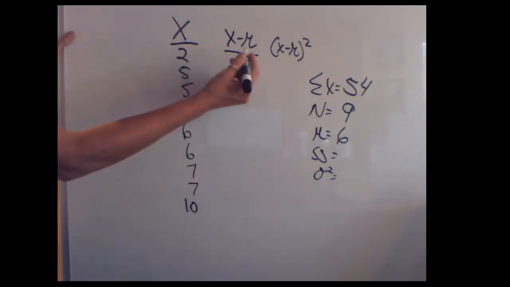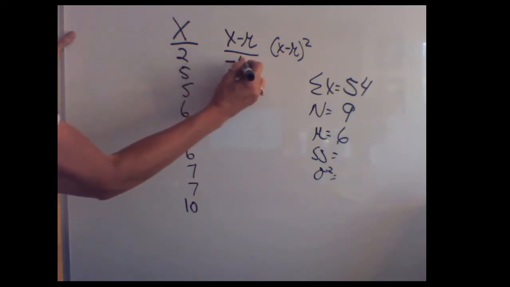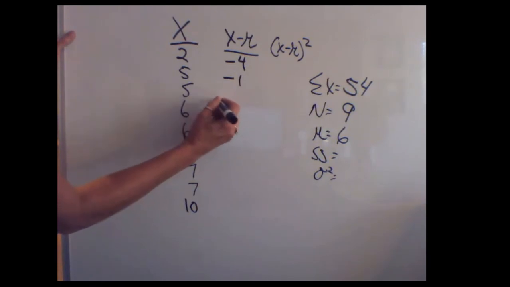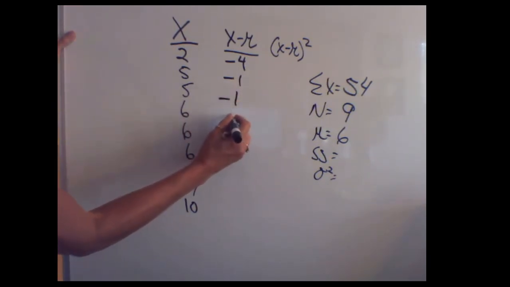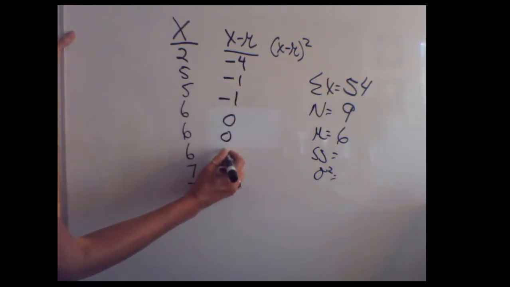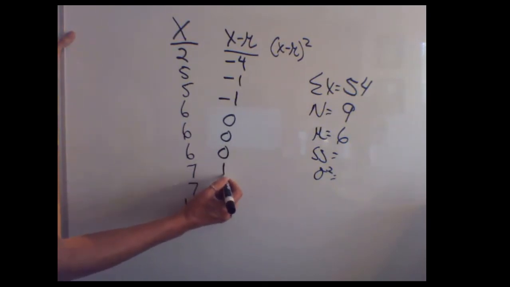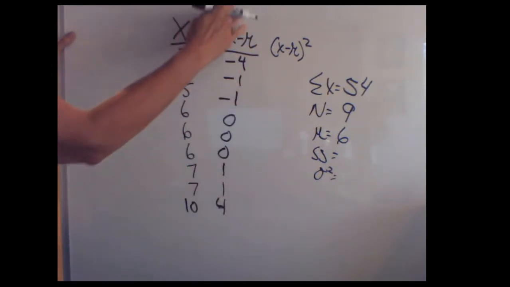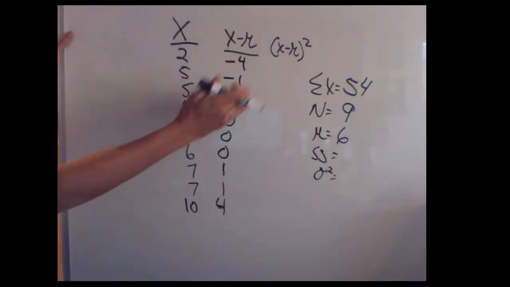So 2 minus 6 is negative 4. 5 minus 6 is negative 1. 5 minus 6 is negative 1. 6 minus 6 is 0, and 0, and 0. 7 minus 6 is 1. 7 minus 6 is 1. 10 minus 6 is 4. So again, these are the deviation scores. Now I need to square them.